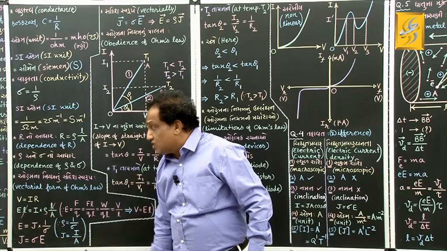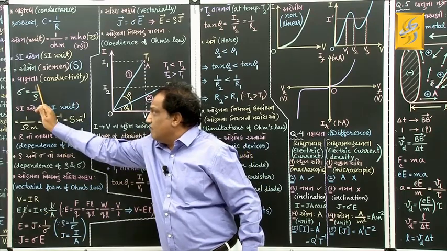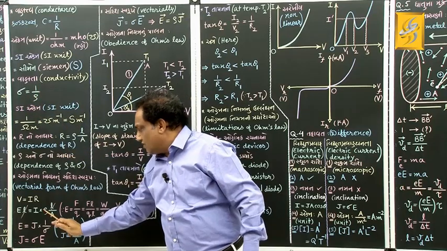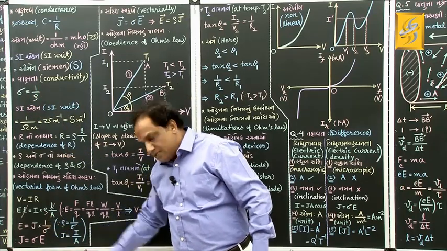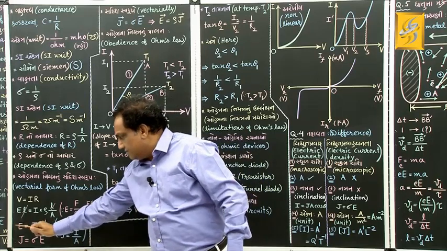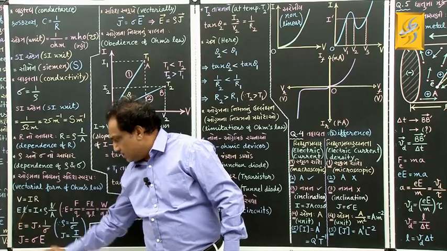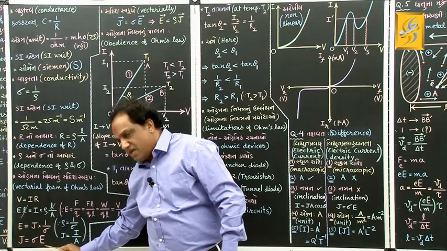And tell me, what is rho from here? Rho will be 1 upon sigma. Rho equals 1 upon sigma, correct? Now transfer the sigma over here, then it will be J equals sigma into E.